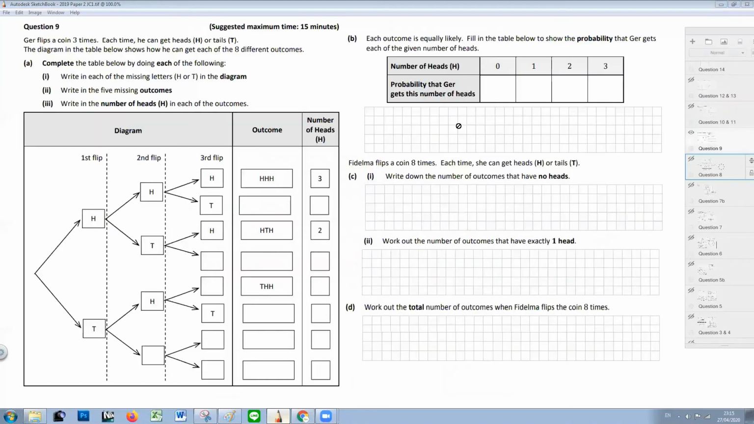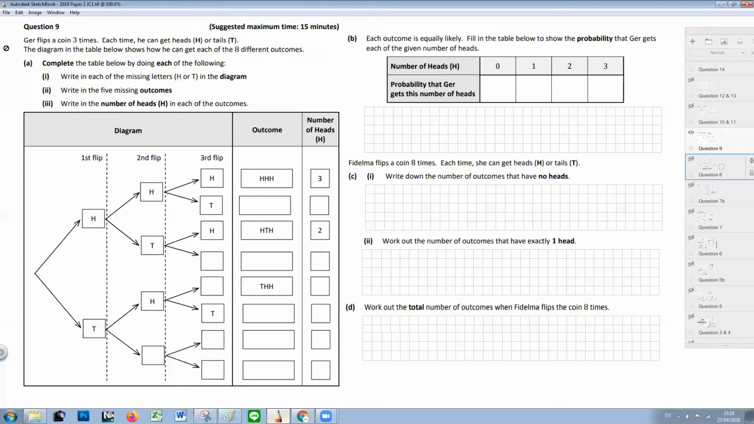So on to question 9 then. Jer flips a coin 3 times. Each time he gets heads or tails. So if you flip a coin, you have an equal chance of getting a head or a tails. The diagram in the below shows how he can get each of the 8 different outcomes. So complete the table below for each of the following. Write in the missing letters H or T in the diagram. Write in the 5 missing outcomes, and then write in the number of heads in each of the outcomes.